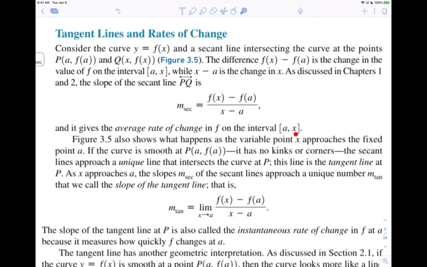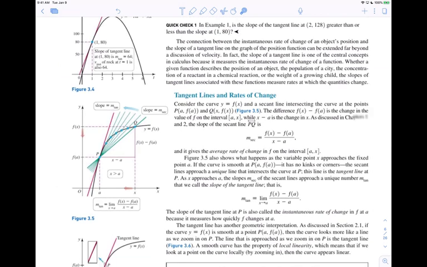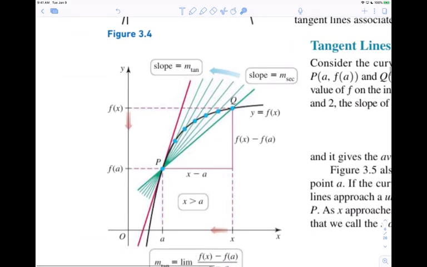Okay. Figure 3.5 also shows what happens as the variable point x approaches the fixed point a. If the curve is smooth, it has no kinks or corners, and the secant line approaches a unique line that intersects the curve at P. This line is called the tangent line, right here in 3.5 over to the left. So we have this curve, and we're considering the secant line, the line that crosses it. All of these green lines are secant lines.